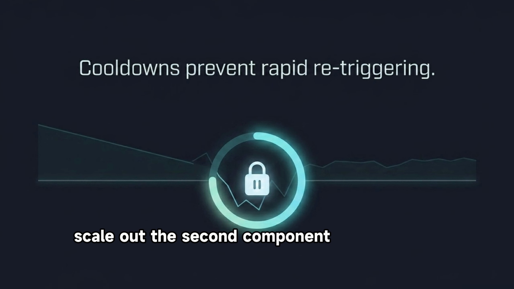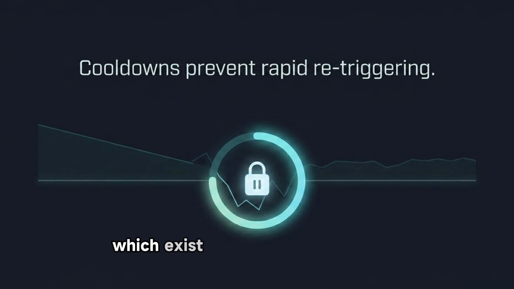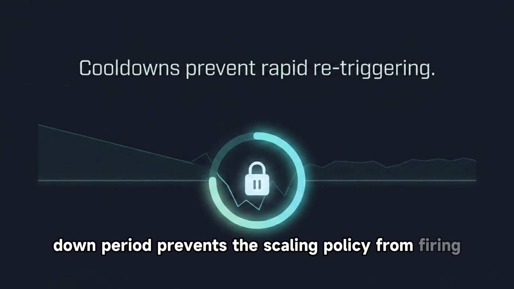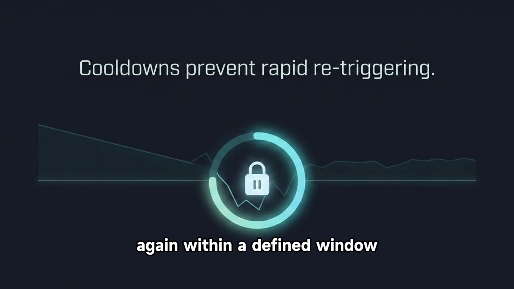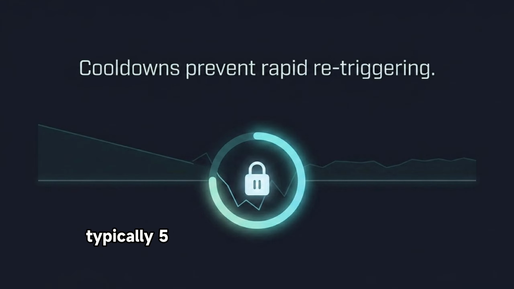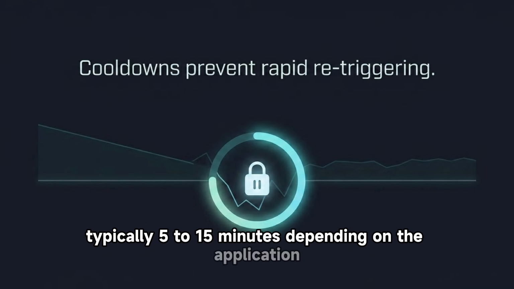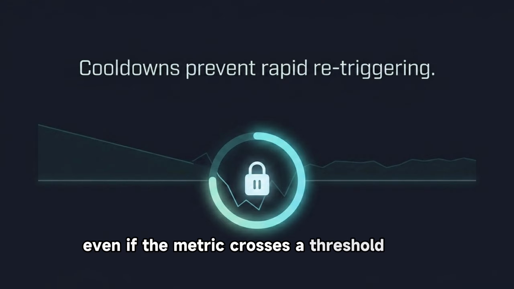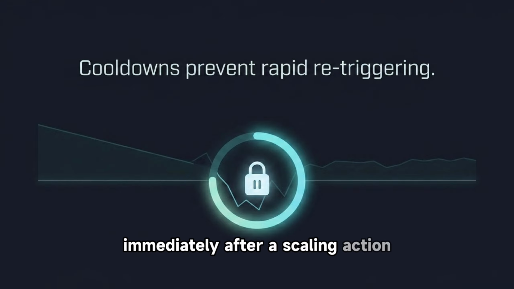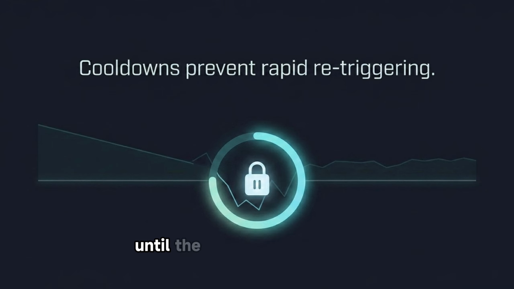The second component is cooldown periods, which exist precisely for this reason. A cooldown period prevents the scaling policy from firing again within a defined window after it has just fired, typically 5 to 15 minutes, depending on the application. Even if the metric crosses a threshold again immediately after a scaling action, the policy will not respond until the cooldown has elapsed. This gives the newly added or removed capacity time to stabilize, the metrics time to reflect the new steady state, and the system time to settle before being asked to change again.